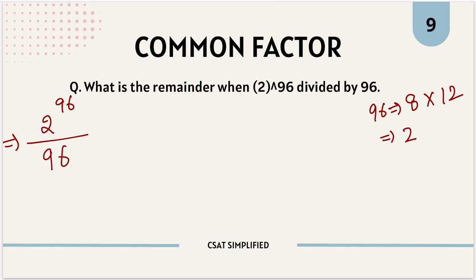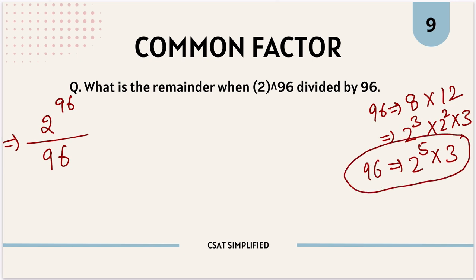Can I write it like this? 2 cube, that is 2 raised to power 3, is 8, and this is 4 times 3 is 12, so 2 square into 3. Just prime factorizing it means 2 raised to power 5 into 3. This concept we are going to learn in the next video on prime factorization, but for now just break down the number 96 into its prime factorization. 2 raised to power 5 into 3 is also 96, correct? So 2 raised to power 96 divided by 96, can I write it like this: 2 raised to power 96 divided by 2 raised to power 5 into 3? Did I do anything wrong? No, easy.